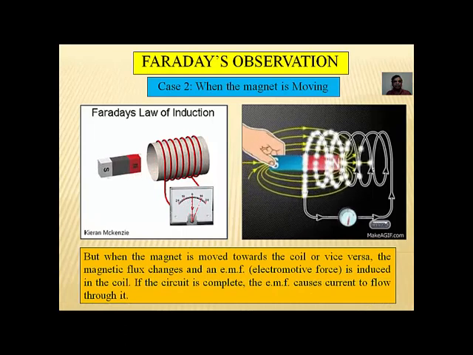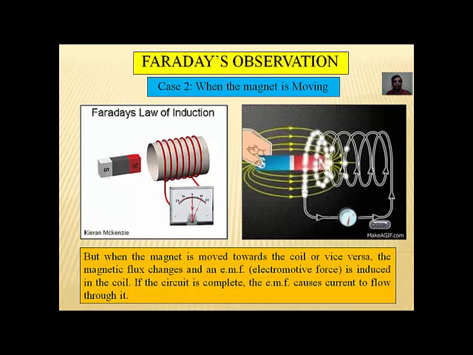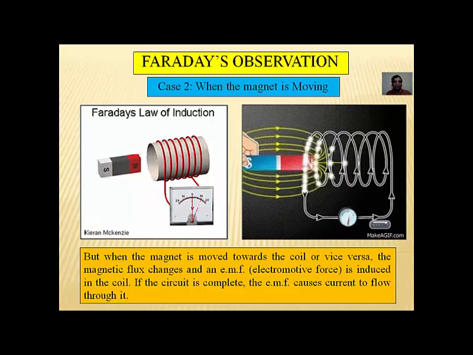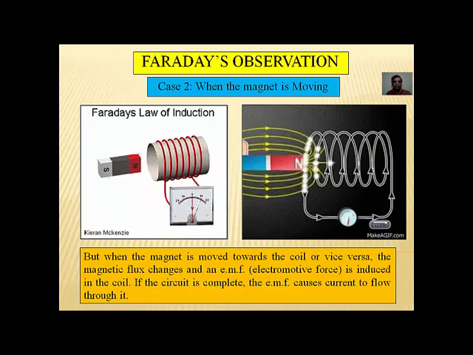But when the magnet is moved towards the coil or vice versa, the magnetic flux changes and an EMF is induced in the coil. If the circuit is complete, the EMF causes current to flow through it.